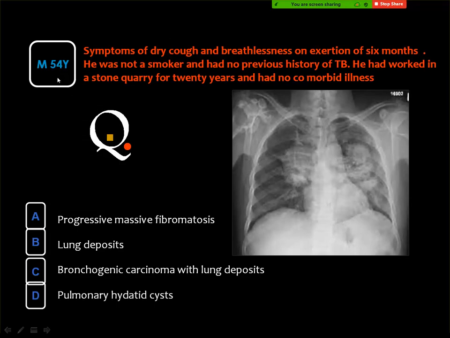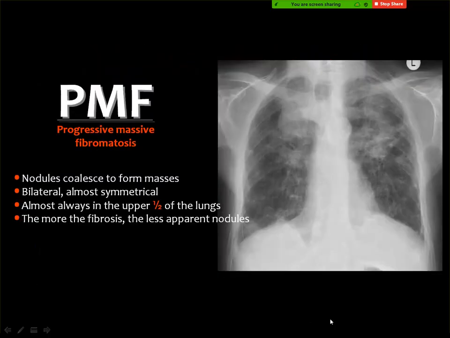And this patient is 54 years old with dry cough and breathlessness on exertion of 6 months. He was not a smoker and had no previous history of TB. He had worked in a stone quarry for 20 years and had no comorbidities. Progressive massive fibrosis. Yes, this is progressive massive fibrosis: two big, almost symmetrical masses in the upper part of the chest on either side of the mediastinum, positive history and classic X-ray appearance.